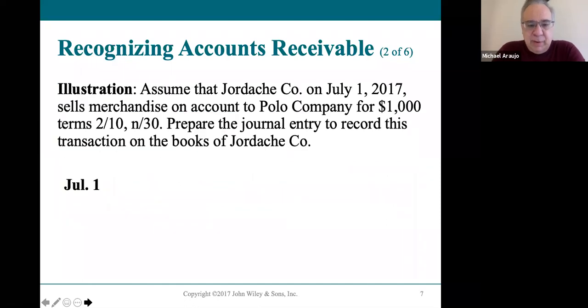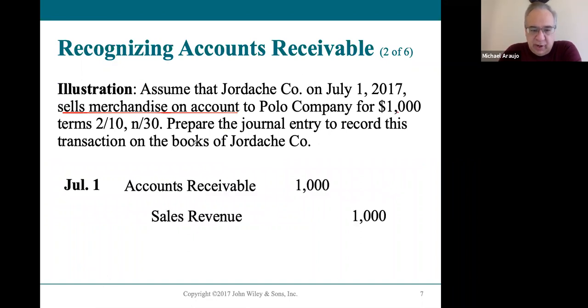So your book has a couple of illustrations here real quick. Jordache sells merchandise on account to Polo on July the 1st. It's $1,000 of merchandise, 2/10 net 30. So clearly Jordache is going to record this on their books as an accounts receivable debit, because they're waiting to receive that, and a sales revenue credit. Right? So that's how they would show it.